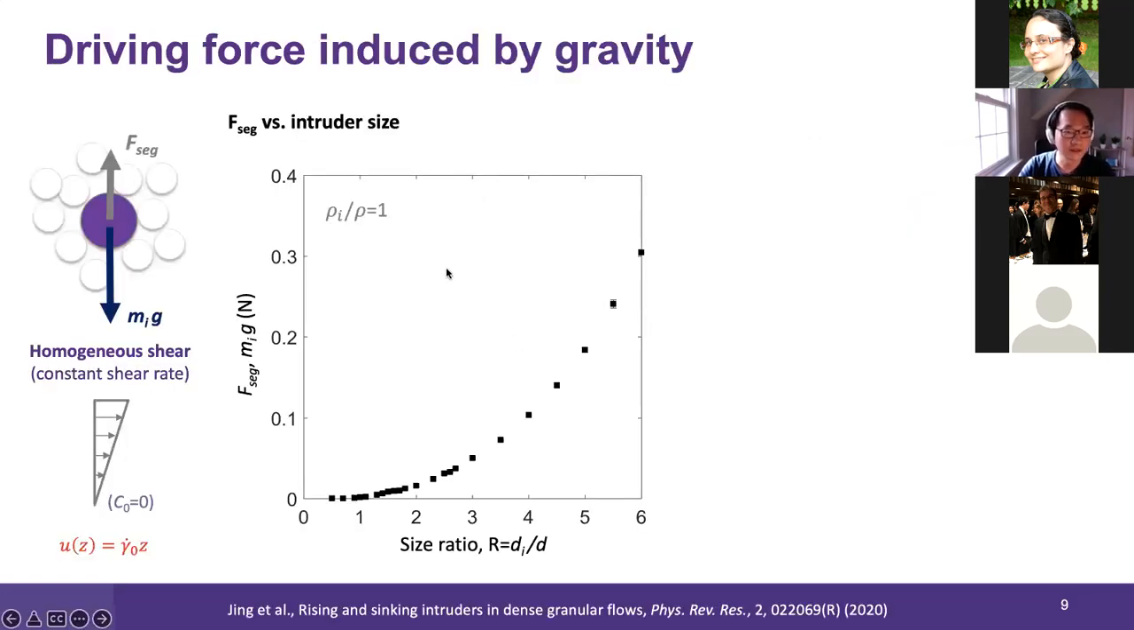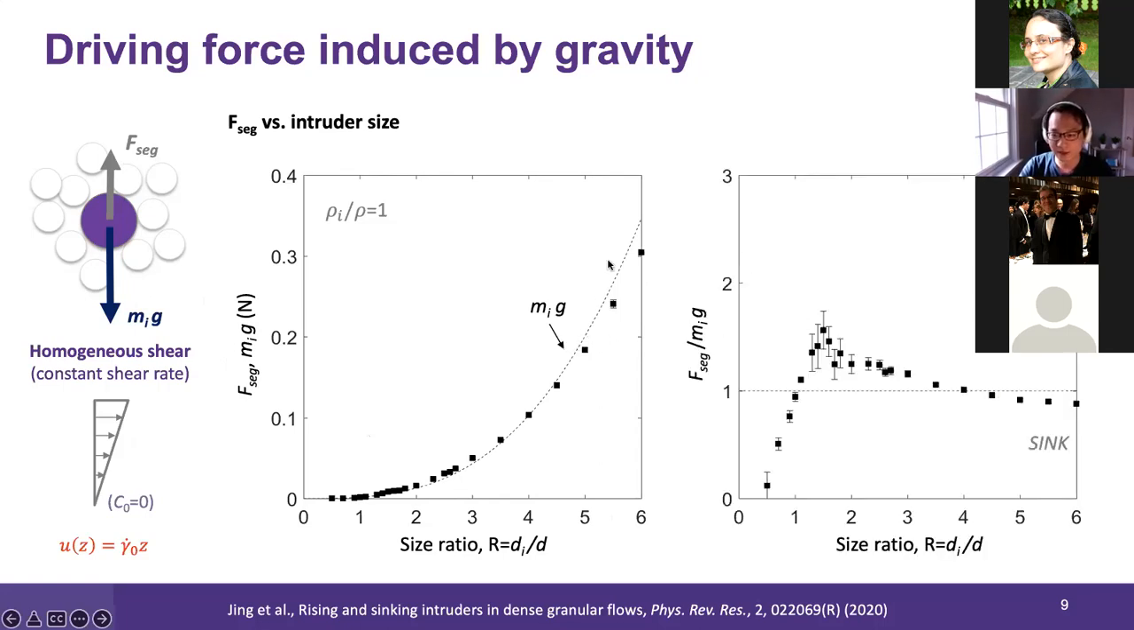The first part is the driving force induced by gravity. Here we use homogeneous shear so that there are no gradients induced by shear, and then we turn on gravity. The intruder only has a segregation force and gravity acting on it. We change the size of the intruder from smaller than 1 to about 6, and we see the segregation force we measure increases in this manner. Compared to the increase of the weight of the intruder as we change the size, they are quite close. It's more like a cubic increase, but there are some small differences.